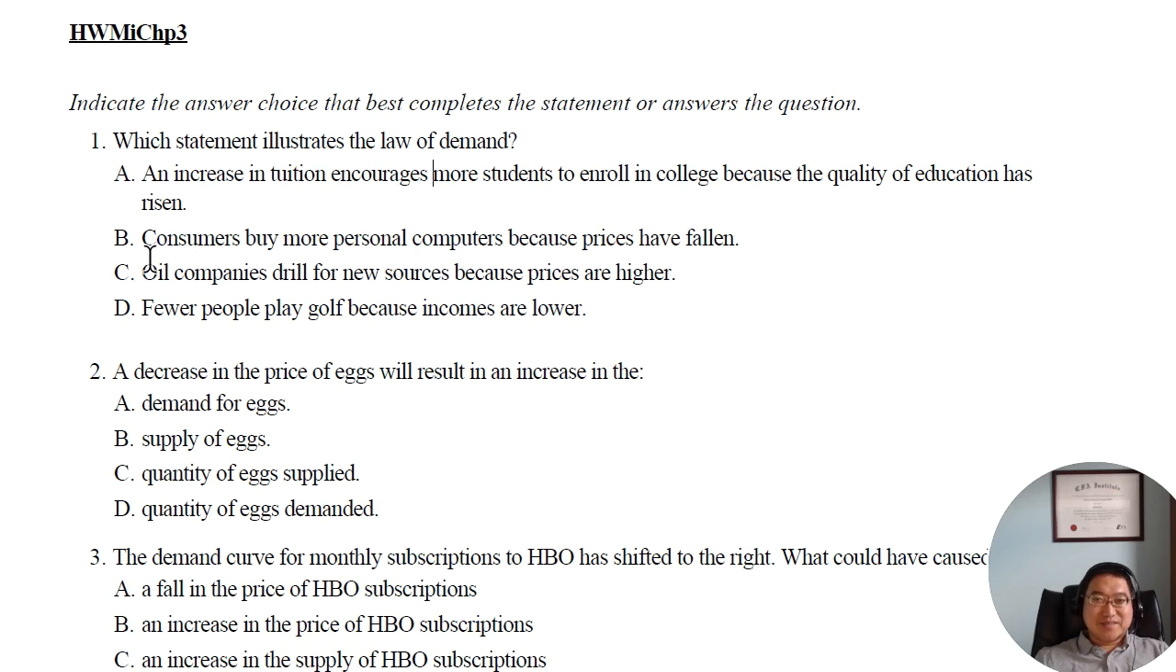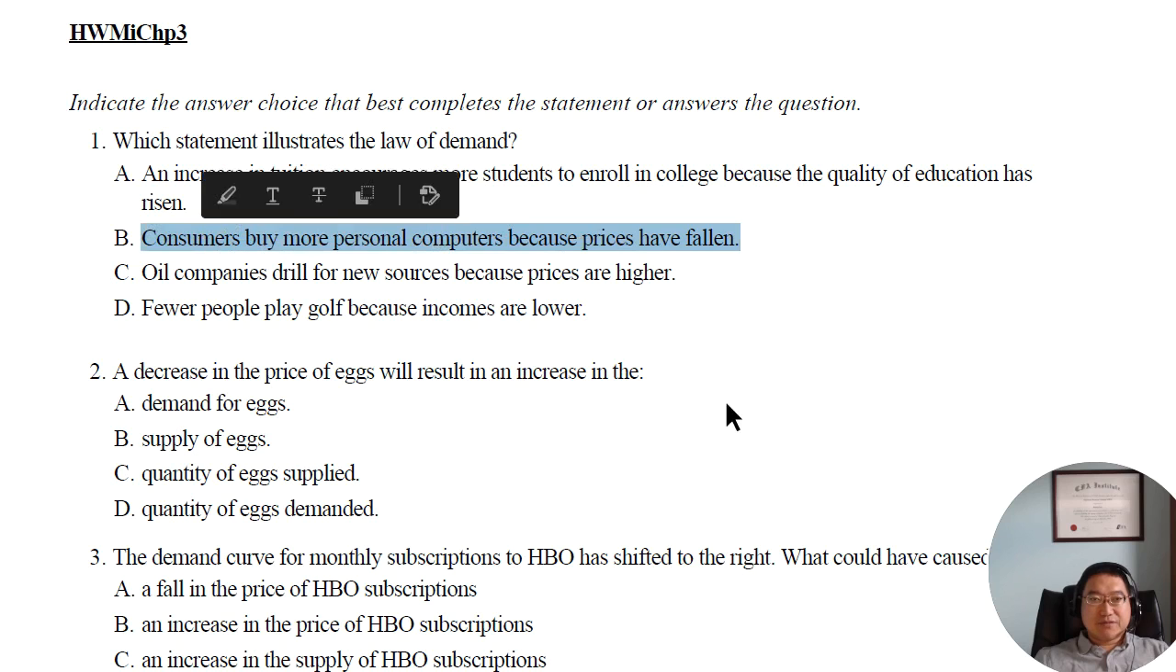There's something gotta give, right? Higher price, something got to decrease. Consumers buy more personal computers because prices have fallen. Is that a negative relationship? Is that a downward sloping relationship? Right? Yep, maybe. Okay. C.